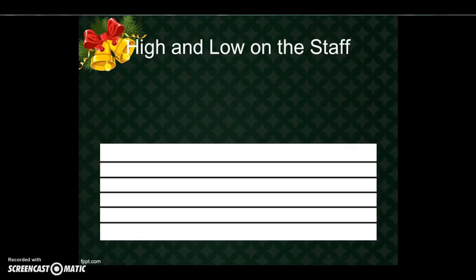Now, with high and low on the staff, there's one rule that you need to know. When we have high sounds that are on a line, the low sound will also be on a line. So for example, here is my high sound on a line, and here is my low sound on a line. It's pretty cool because the same thing goes for spaces. If you have a high sound in a space, the low sound is going to also be in a space, regardless of where you put them on the staff for right now.